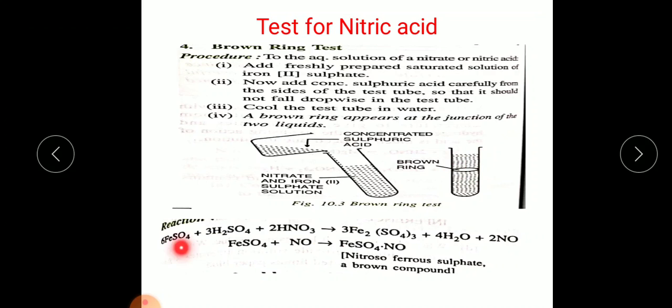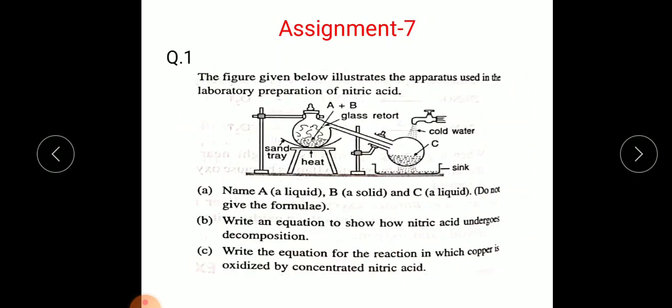The reaction is FeSO4 + H2SO4 + HNO3 giving you Fe2(SO4)3 plus water plus nitric oxide. Now this nitric oxide will form a compound with ferrous sulfate, FeSO4.NO, which is known as nitroso ferrous sulfate, a brown compound. Because of the formation of this, it will form a ring at the junction of the two liquids.